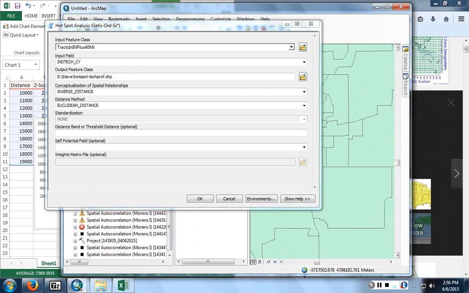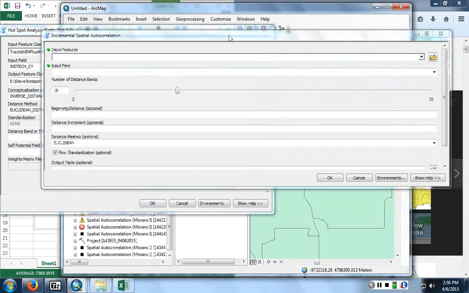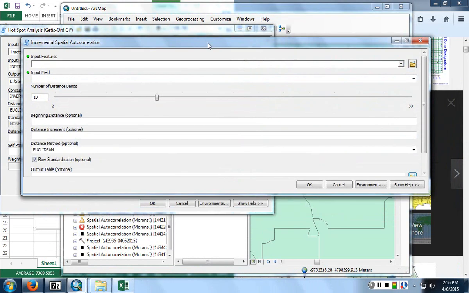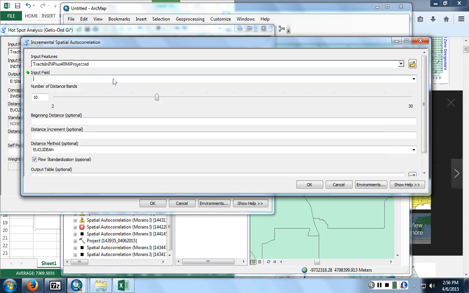There are some tools to help you do this more rationally, including this incremental spatial autocorrelation tool, which will run Moran's I for a whole bunch of distances, right? So same kind of deal here. We could go tracks Indiana. We could find our IND, is it IND tech? Yeah, underscore CY. We could have it run 10 distance bands, the beginning distance being 5,000 maybe, and the increment being 1,000.